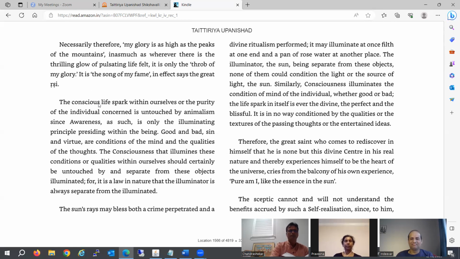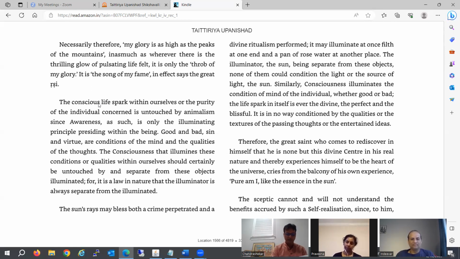Satya Vastu. Continue, Praveena. The conscious light spark within ourselves, or the purity of the individual concerned, is untouched by animalism, since awareness, as such, is only the illuminating principle presiding.